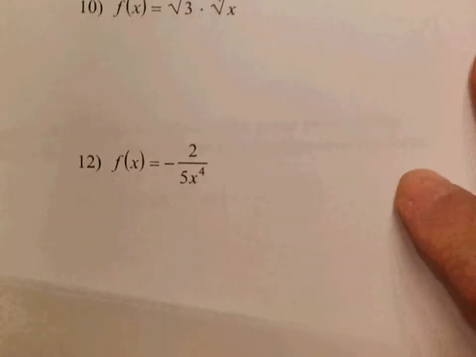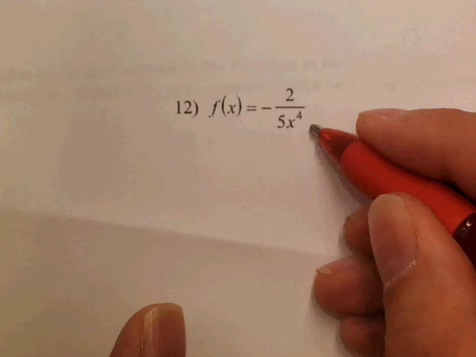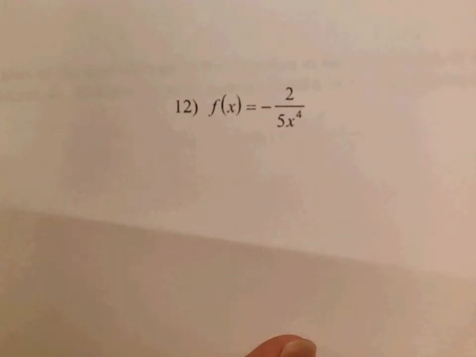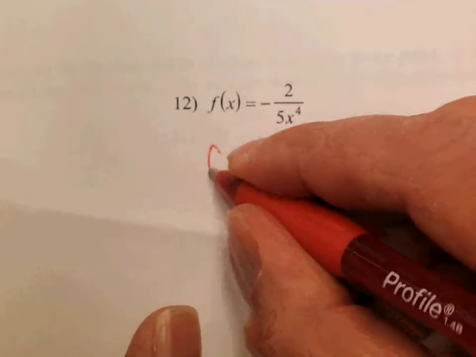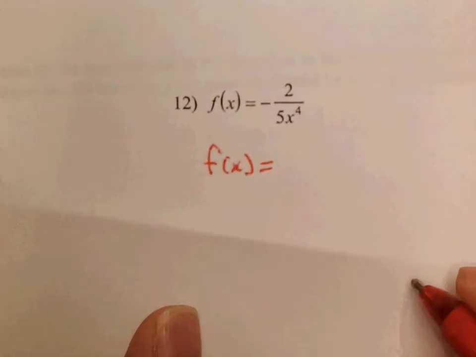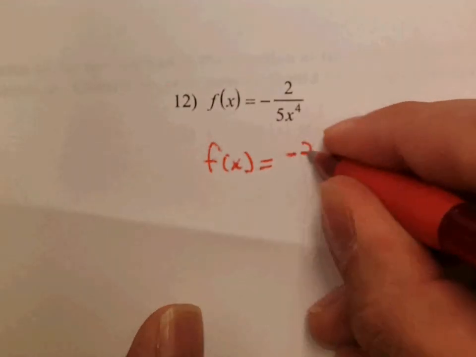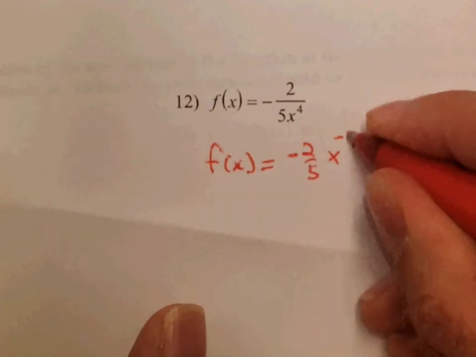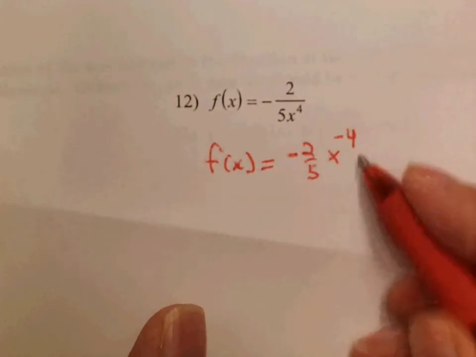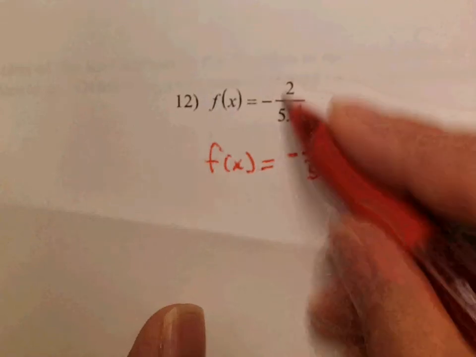We'll do one more on this page. Let's go to number 12. Number 12 has negative 2 over 5x to the 4th. So the trick is to rewrite this so we can use the power rule. I have not done the power rule when I'm rewriting it, so I'm going to still call this f of x. The constant is 2/5. This can be written as x to the negative 4th power. Because we're dividing, that's a negative exponent, and the coefficient's just going to be out in front.